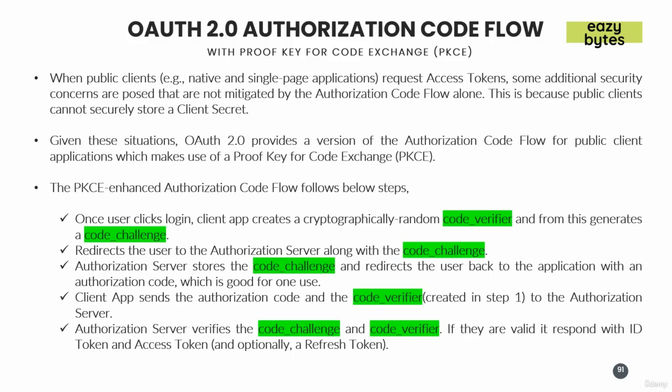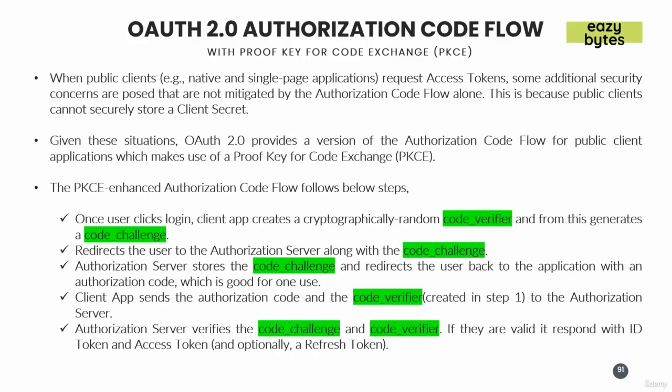So for these public facing clients, we have a different flavor of authorization code flow. It works exactly like the authorization code flow, but instead of using a client secret, we use a mechanism called PKCE, which means proof key for code exchange. There are very minor differences between the PKCE authorization code flow and the normal authorization code grant flow that we discussed previously. So the PKCE enhanced authorization code flow uses the following steps.